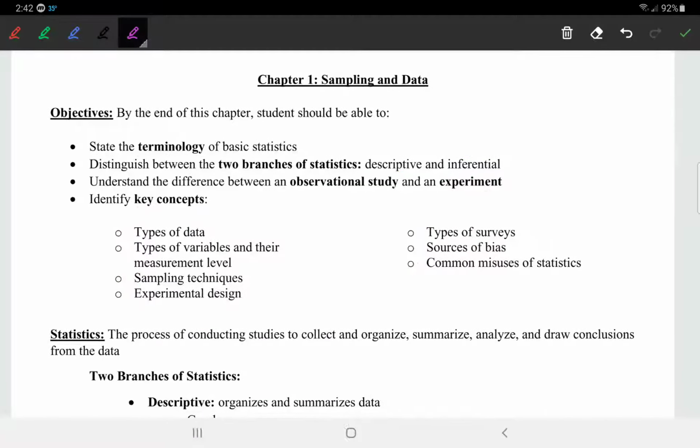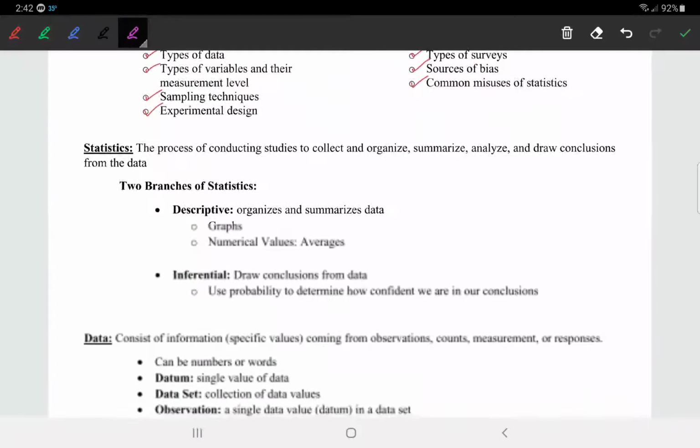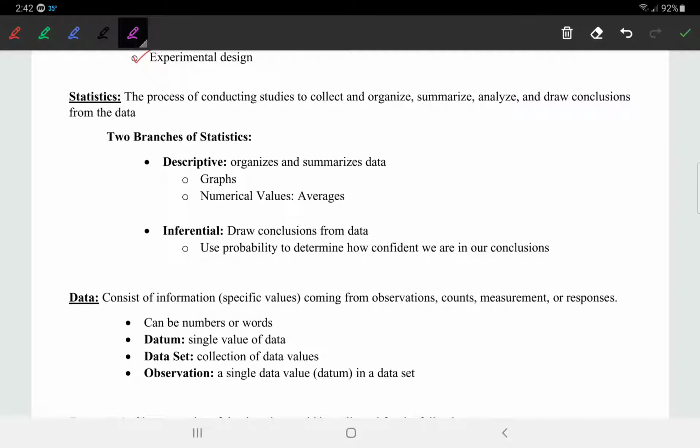To begin with, statistics is the process of conducting studies to collect, organize, summarize, analyze, and draw conclusions from data. So that's what we're talking about when we say statistics. Again, there's two branches. There is the descriptive statistics. What will happen here is we'll be organizing and just summarizing the data. Lots of times we'll do that using graphs, or we might use a numerical value such as an average.